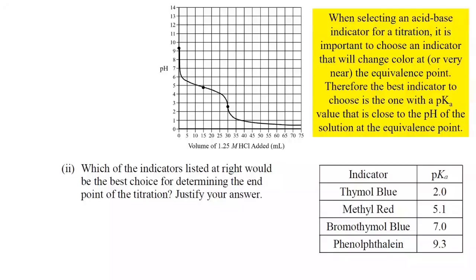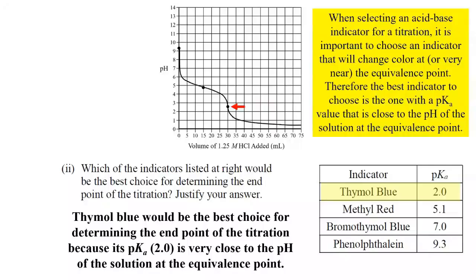So you can see that the equivalence point is at 30 milliliters, and that puts the pH of the solution somewhere between 2 and 3. And looking at our 4 choices, which of the indicators listed at right would be the best choice for determining the endpoint of the titration? We have a pKa of 2.0, 5.1, 7.0, and 9.3, but we're going to choose thymol blue. That would be the best choice for determining the endpoint of the titration because its pKa value of 2.0 is very close to the pH of approximately 2.5 of the solution at the equivalence point.